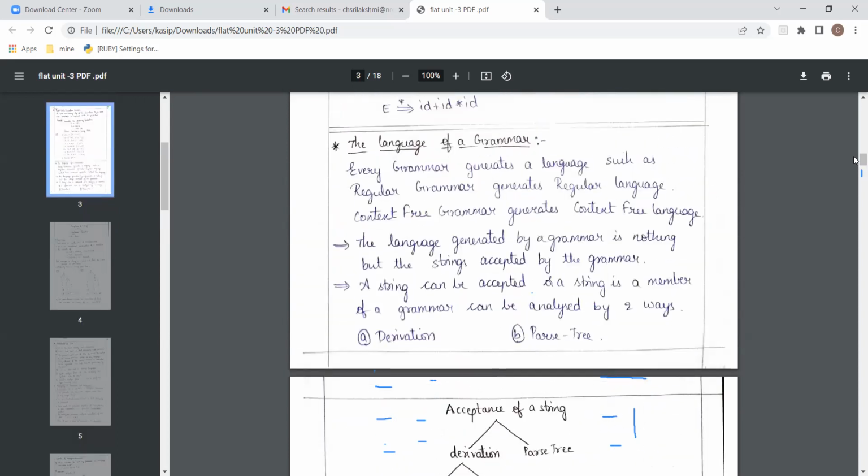So the language of the grammar I have discussed. The language of the grammar is nothing but the acceptance of the string. The acceptance of the string will be in two ways here. That is derivation and the parse tree. Derivation means the leftmost and the rightmost derivation. In the parse tree also, again we are going to have the leftmost and the rightmost here. So that is what I thought of discussing now.